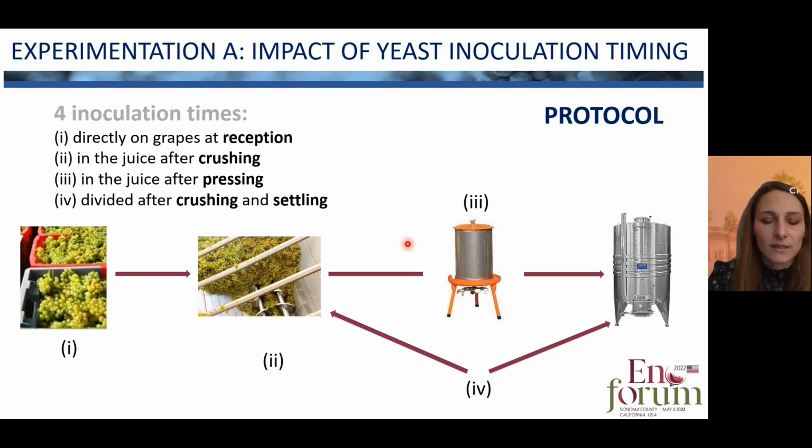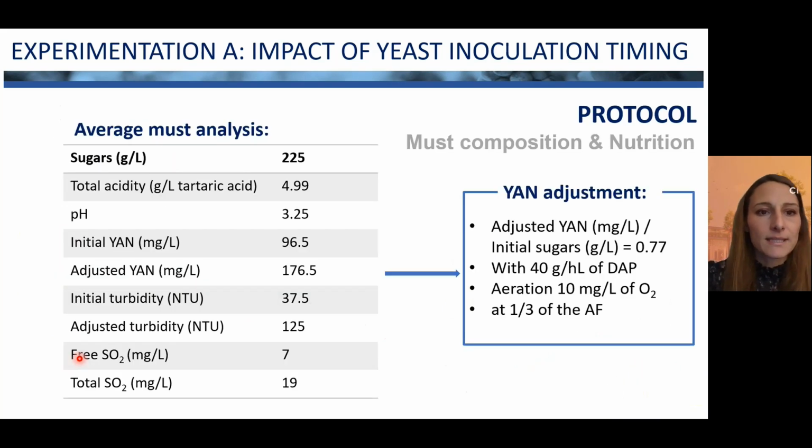In these 4 conditions, the yeast was direct pitch. Only in condition number 1, the yeast was quickly suspended in water before being put directly on the grape. So this is the average must analysis. We have the sugar at 225 grams per liter. What's interesting to notice here is that the initial YAN was 96.5 ppm, which we adjusted to 175 ppm through the addition of DAP at one third of the fermentation. We also did aeration at that time, and we also adjusted the turbidity of the must.